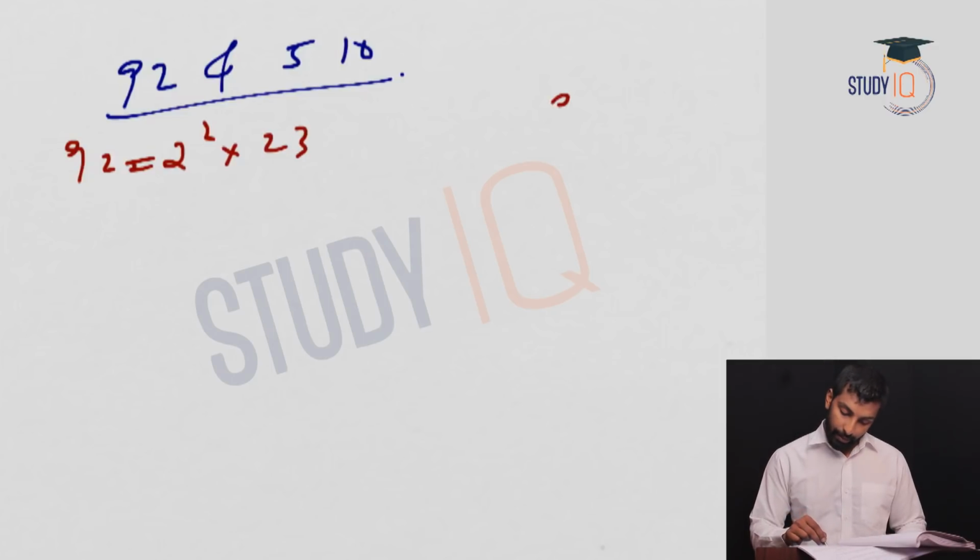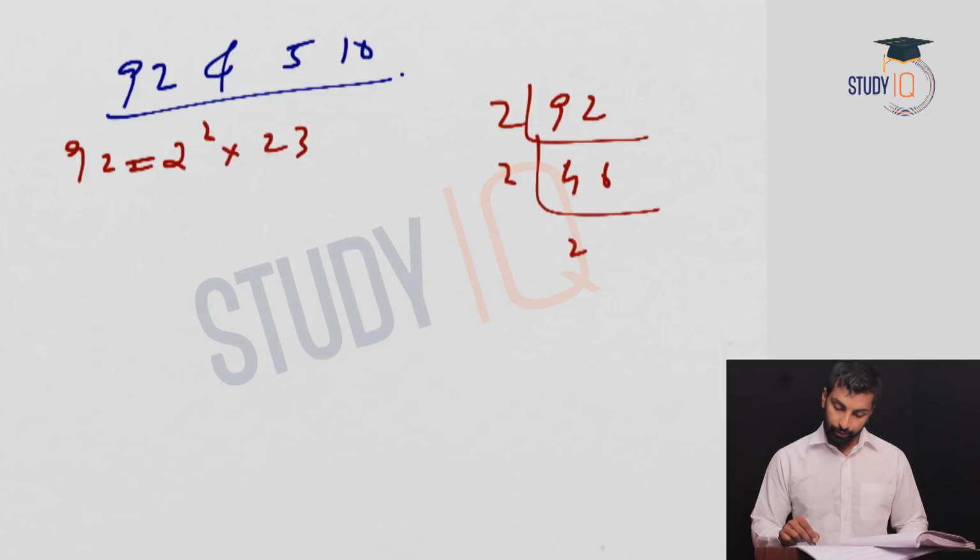See, basically you will prime factorize like this. 2, you will get 46. 2, you get 23, and 23 is a prime number. You can't do anything with that now. So 2 square into 23.